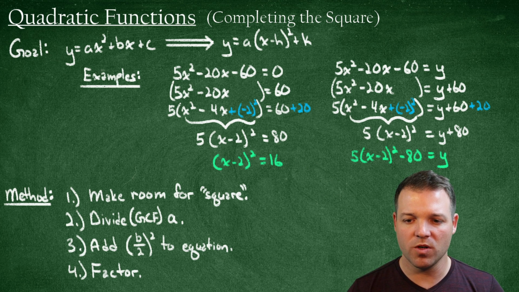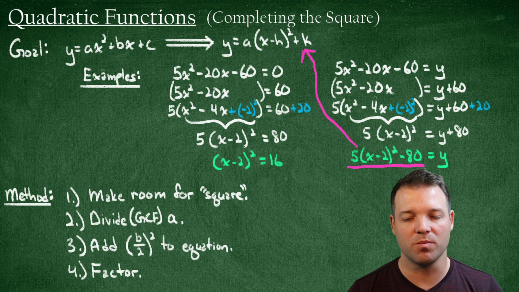And so this one over here, what is this one doing? Well, this is giving me y is equal to what? Take a look at this. What form is this? 5 times the quantity of x minus 2 squared minus 80. That is our transformation form, okay?